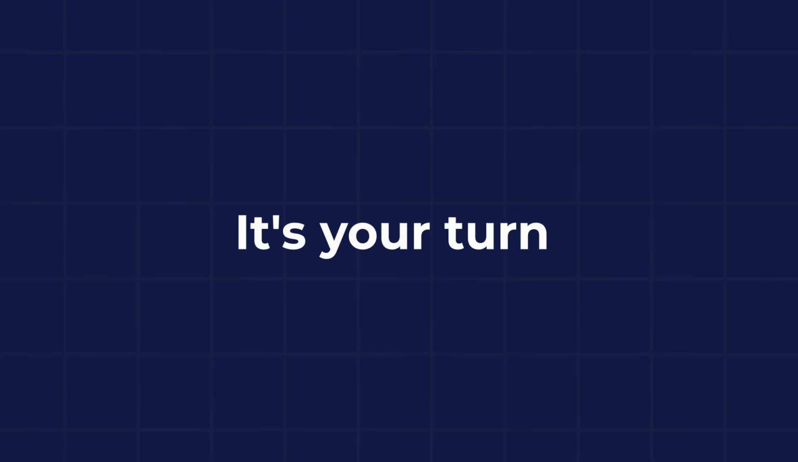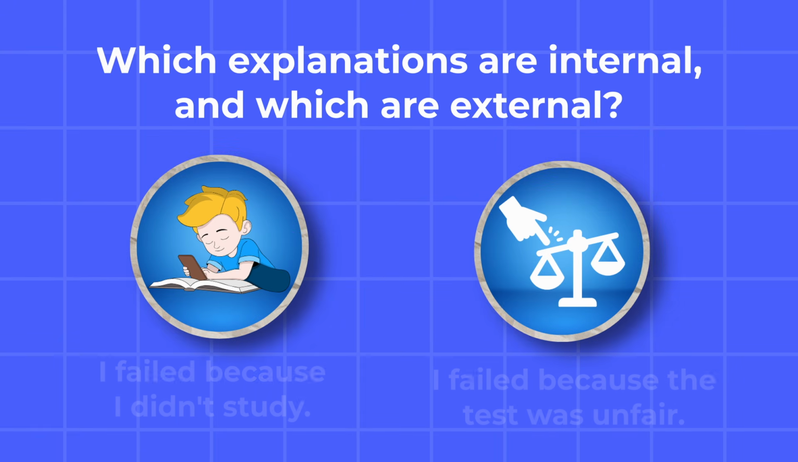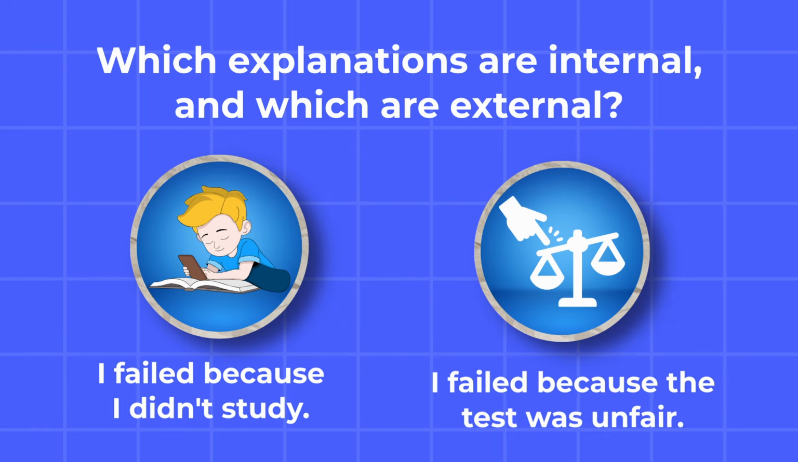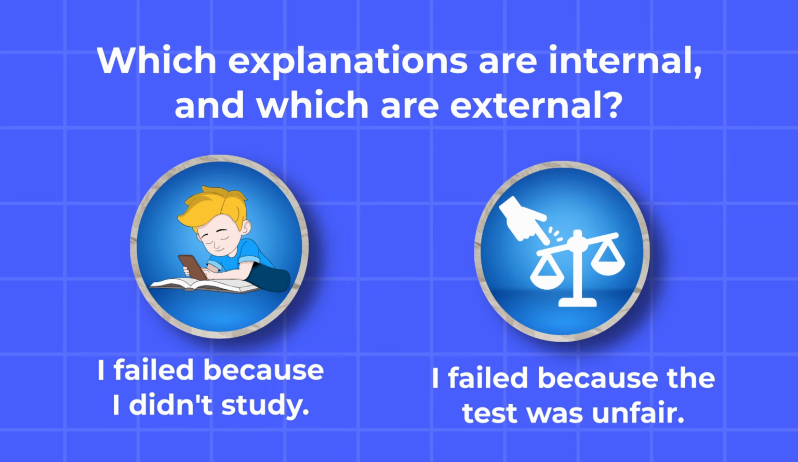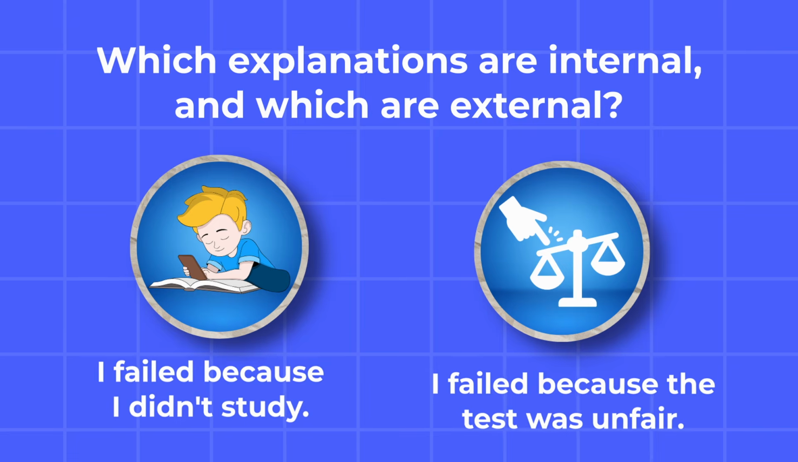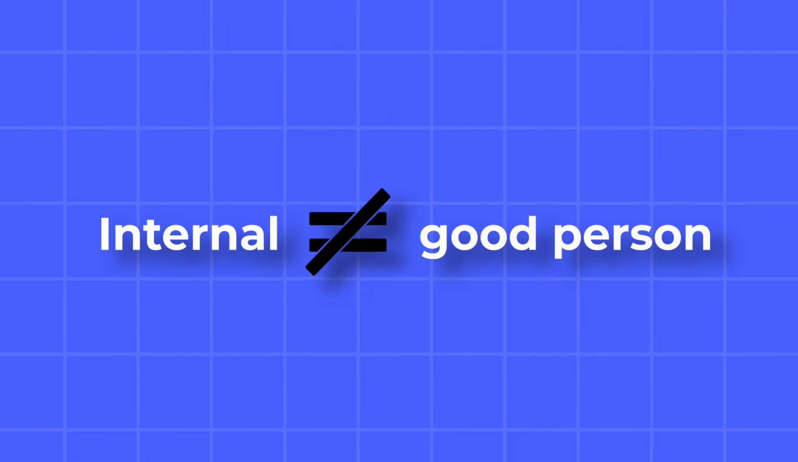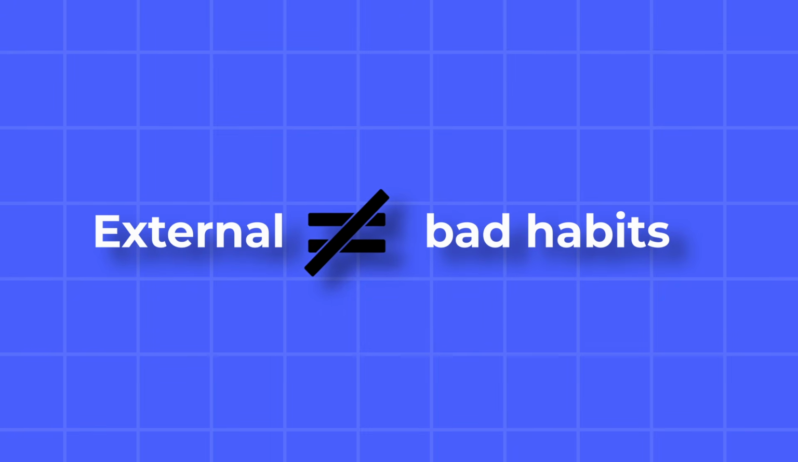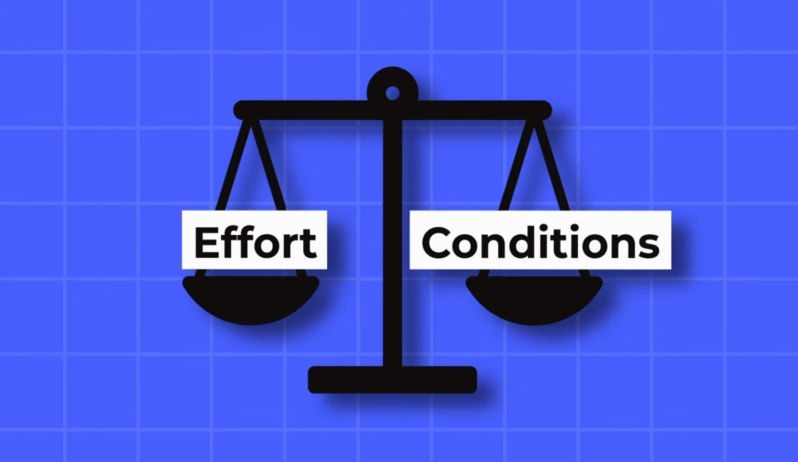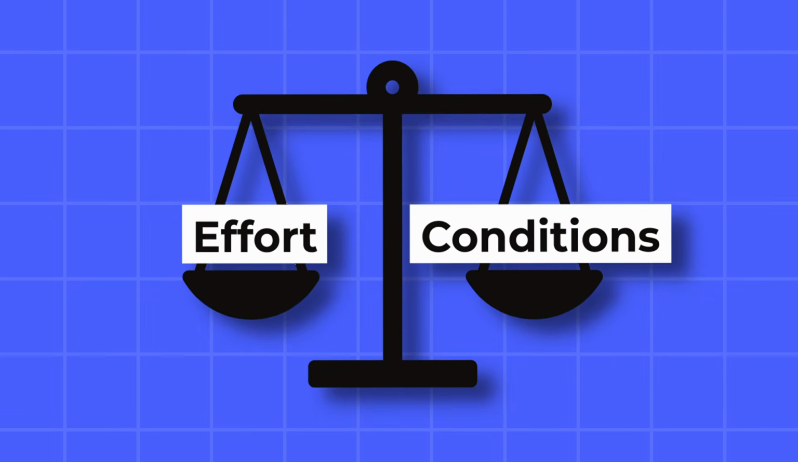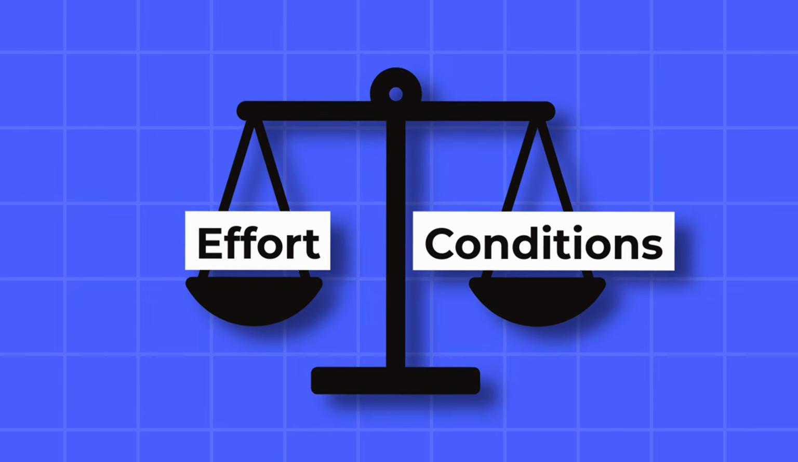Now it's your turn. Try this quick check. Which explanations are internal and which are external? Then ask yourself, how accurate are they in context? Finally, a word of caution. Avoid treating internal as good person and external as bad habits. The key is to measure across contexts and encourage balanced causal models, where effort and conditions both matter.